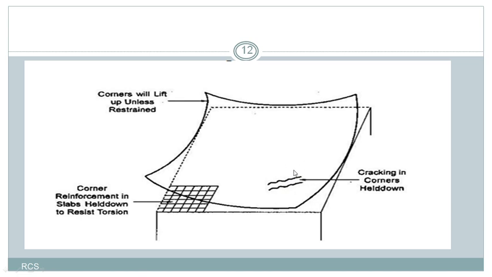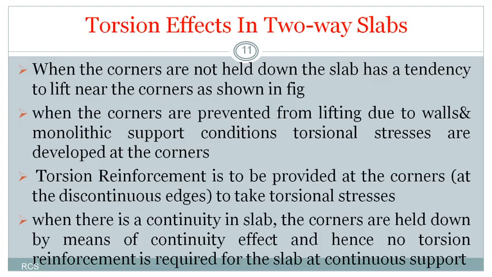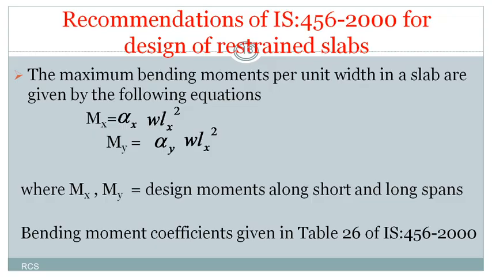In order to avoid these cracks, we have to provide torsional reinforcement at the edges of the slab. How much torsional reinforcement we have to provide, that is, what is the area of torsional reinforcement, and at which edge conditions we have to provide it, those things we'll discuss in detail in the coming slides. This is the torsional effect on restrained slabs. So let's see the codal recommendations.